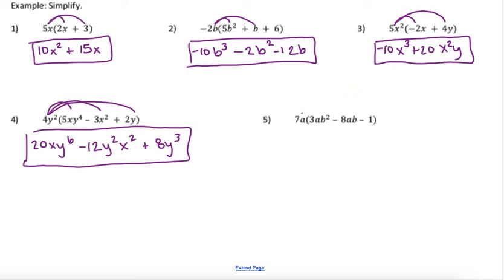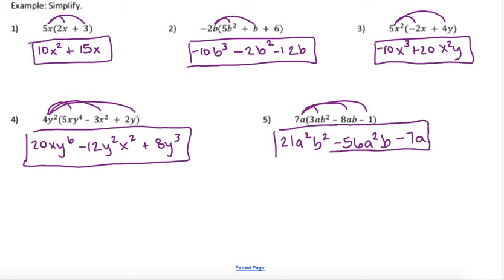And on 5, the last one, we distribute. So 7 times 3 is 21. a times a, that's going to be 2 a's being multiplied together, and b squared comes down, nothing to increase it. 7 times negative 8 is negative 56. a times a is 2 a's being multiplied together, and the b comes down. And one more to the end. Anything times 1 is just going to be subtracting itself, because it was negative 1.